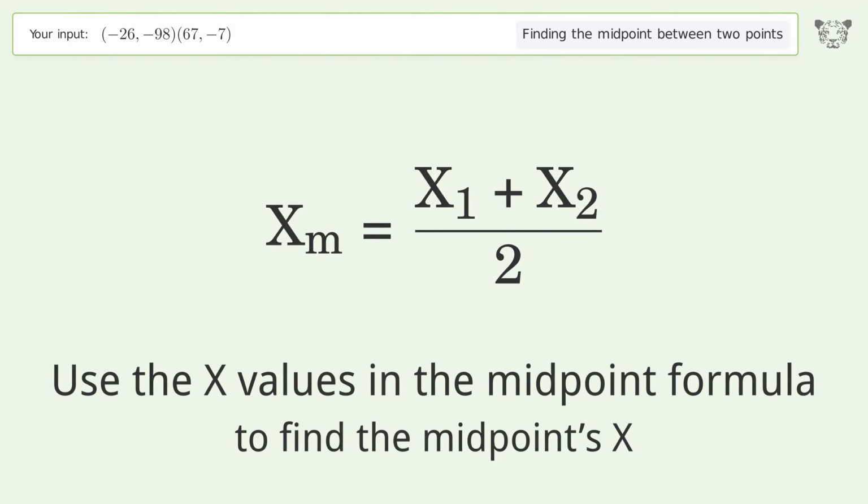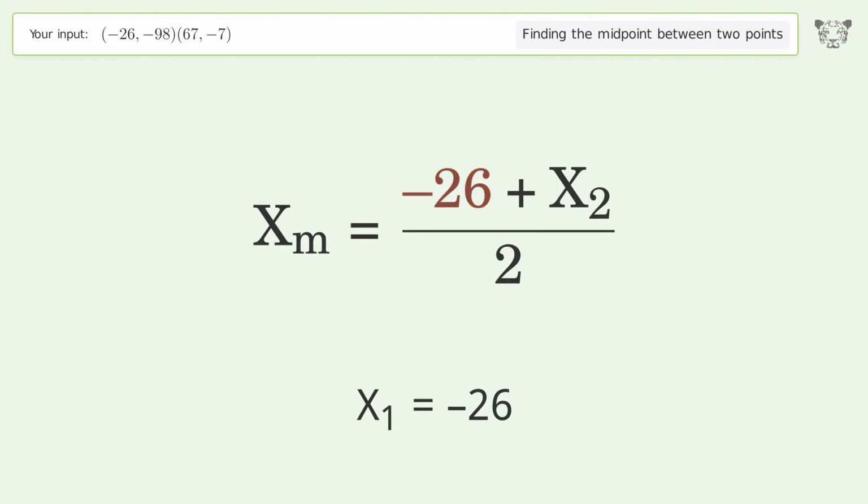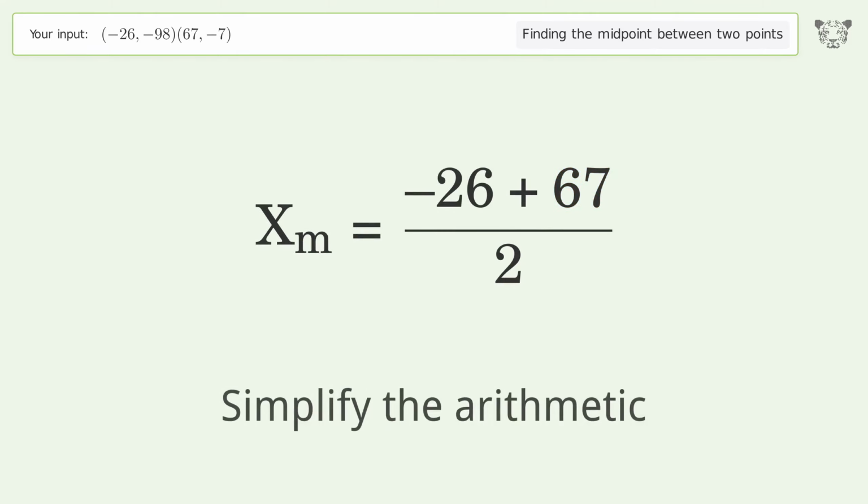Use the x values in the midpoint formula to find the midpoint's x. x1 equals negative 26. x2 equals 67. Simplify the arithmetic.